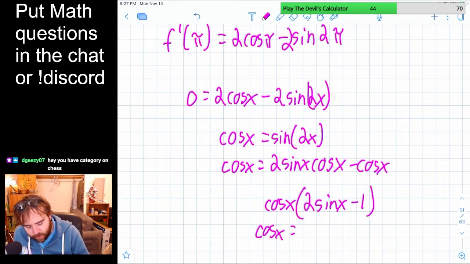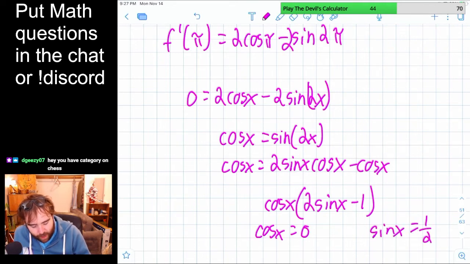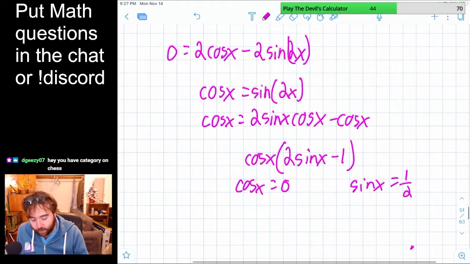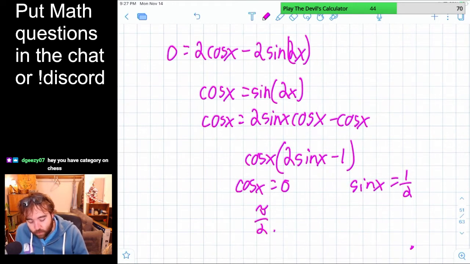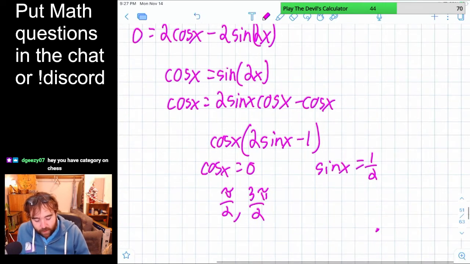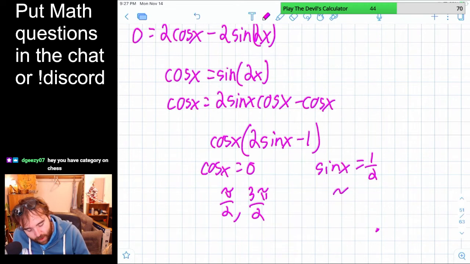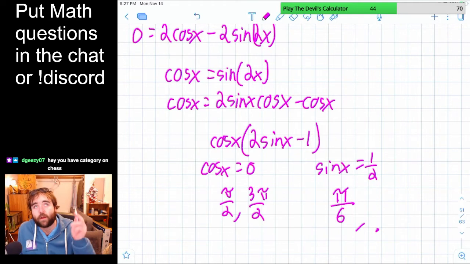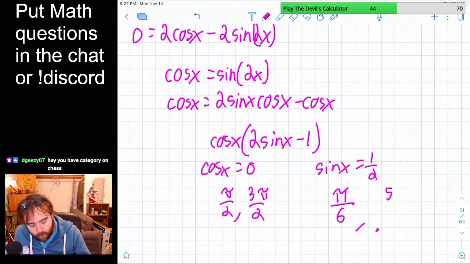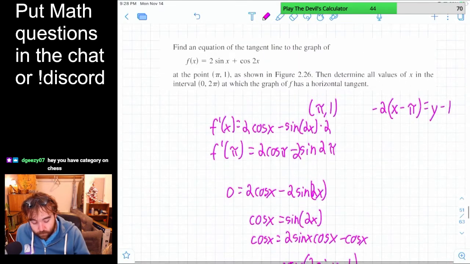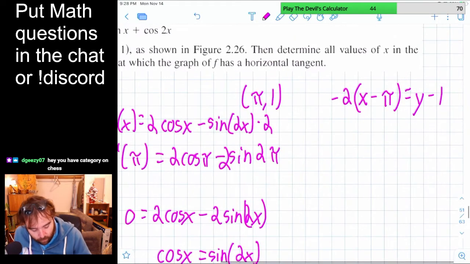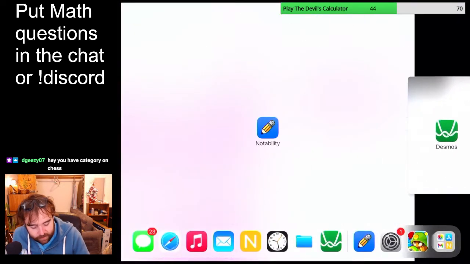So we've got when that equals 0, and go ahead and solve for sine of x when that equals 1/2. So when is the cosine 0? At pi over 2 and 3 pi over 2. When is the sine of x 1/2? At 30 degrees, the small one. So pi over 6, and then 5 pi over 6. All right. So this should be quite a long video with a nice little mess up in the middle, but that is just going to have to be fine.